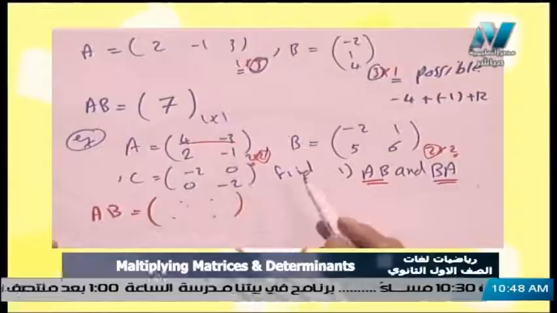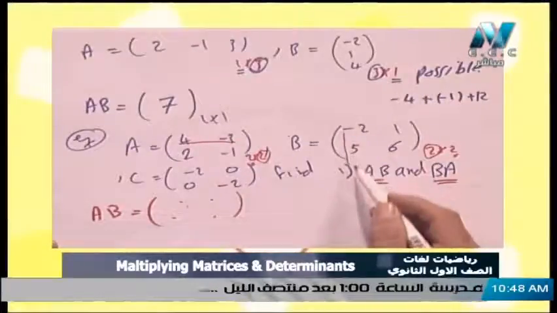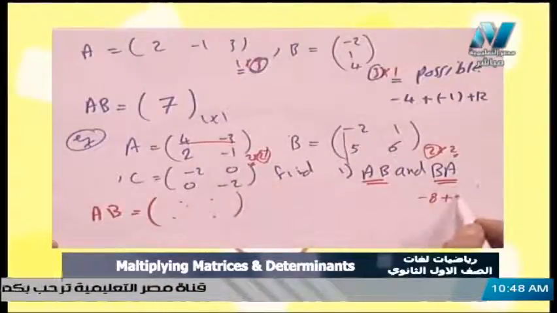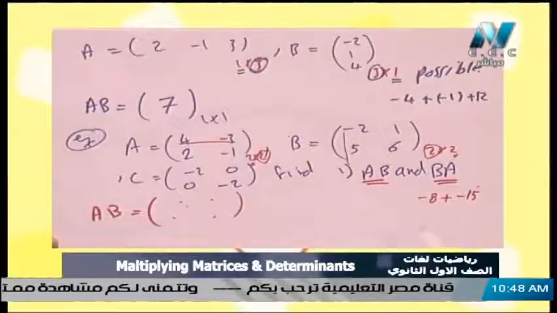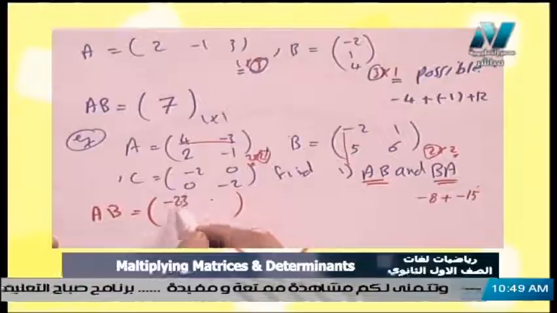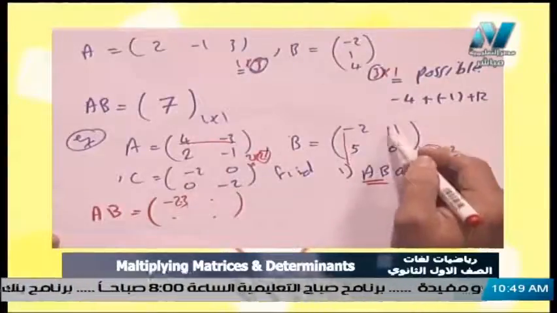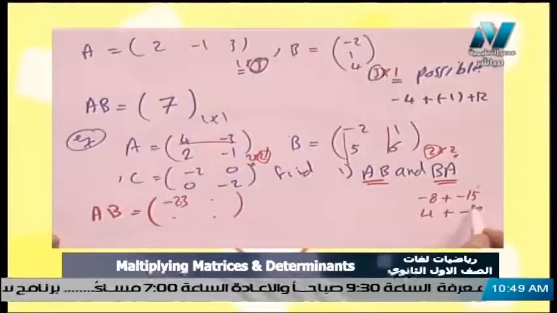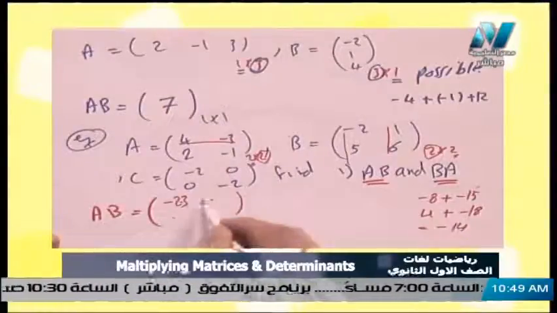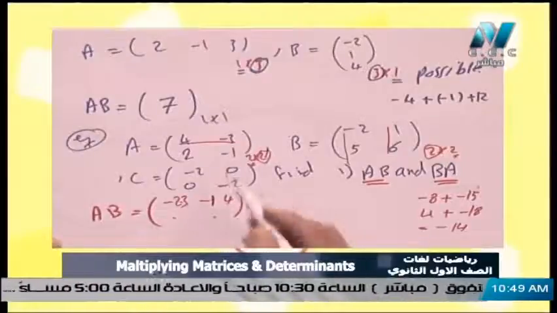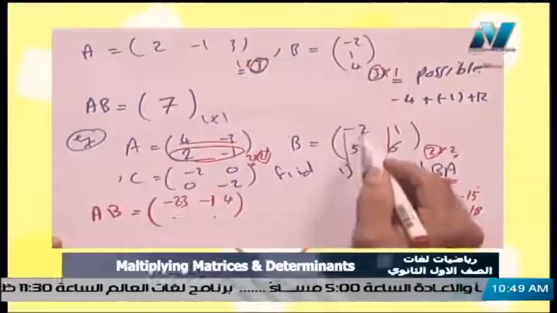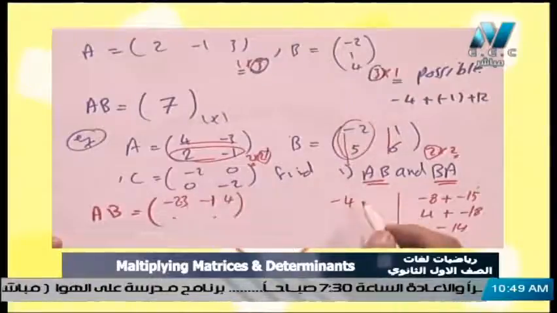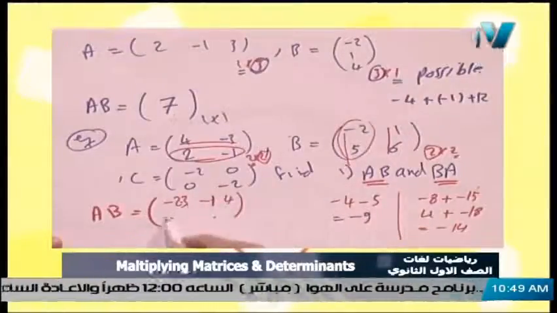We will multiply 4 and negative 3, the first row by the first column. 4 times negative 2 equal negative 8, plus negative 3 times 5 equal negative 15. So now it's negative 23. The first row by second column, 4 times 1 equals 4, plus negative 3 times 6 equal negative 18. So the answer will be negative 14.